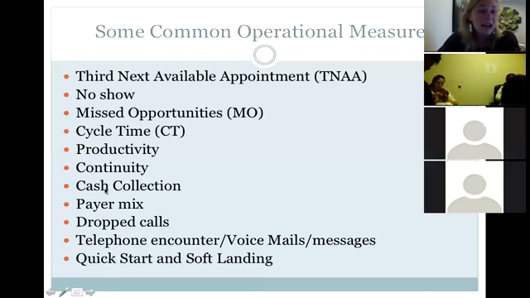Cash collections is pretty important in terms of whether or not we're collecting the co-pays we should. Payer mix. Paula, do you guys do payer mix on your dashboard at Communicare? No, not the one that I see. One of our other folks may have that, but not on a regular dashboard. I can obtain that information, but it's not a shared, routine thing that we look at on an operational level.